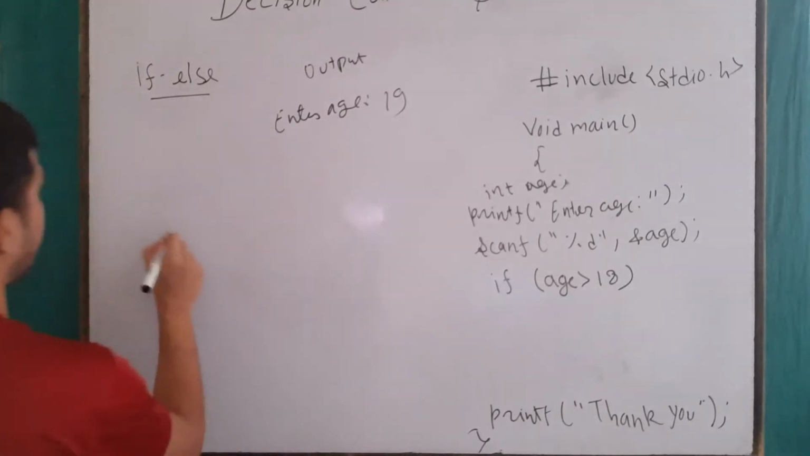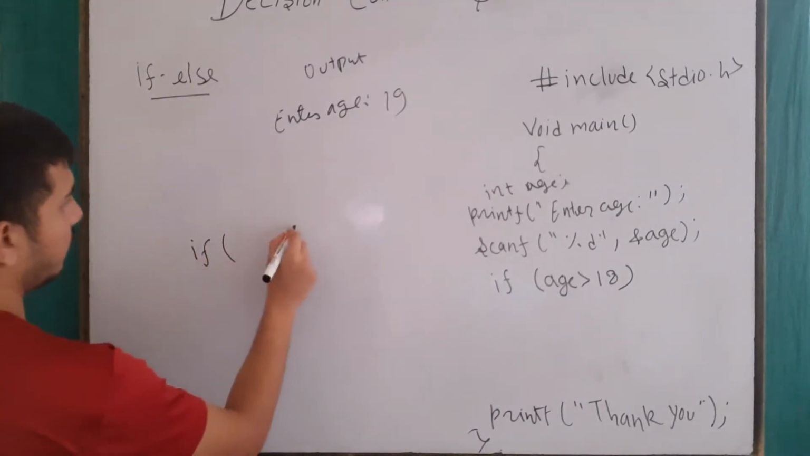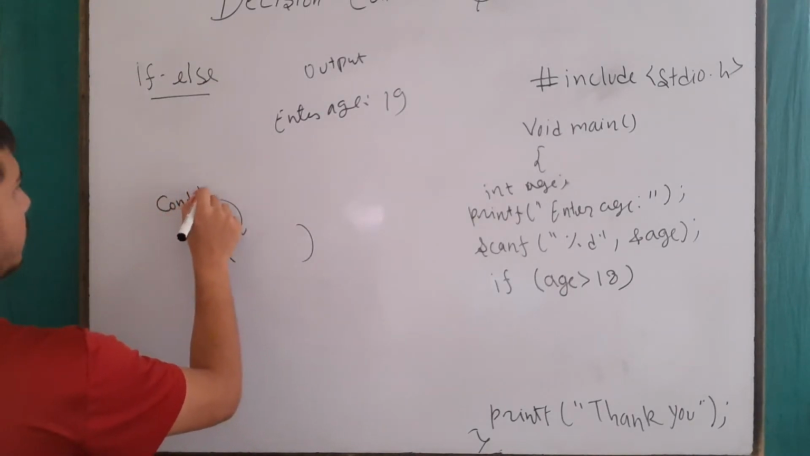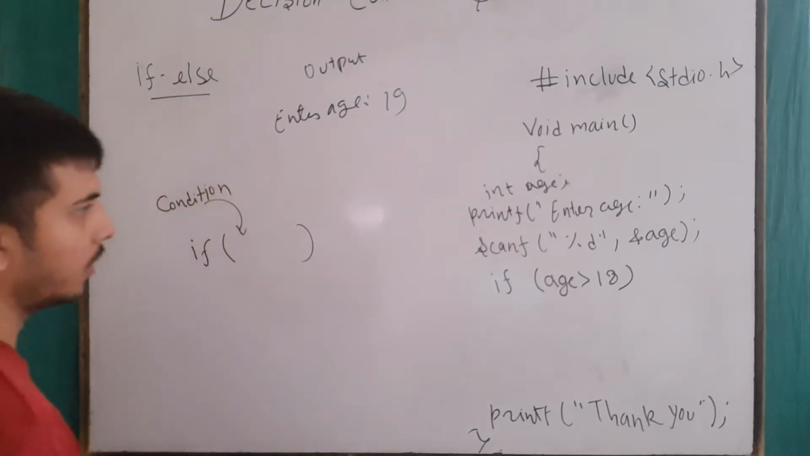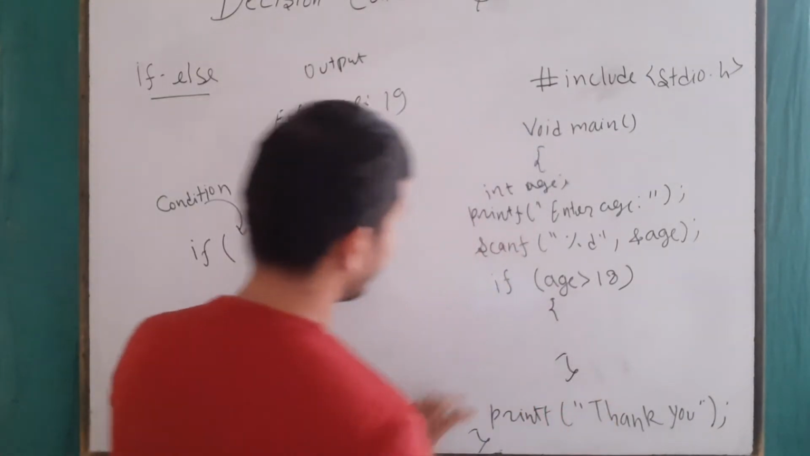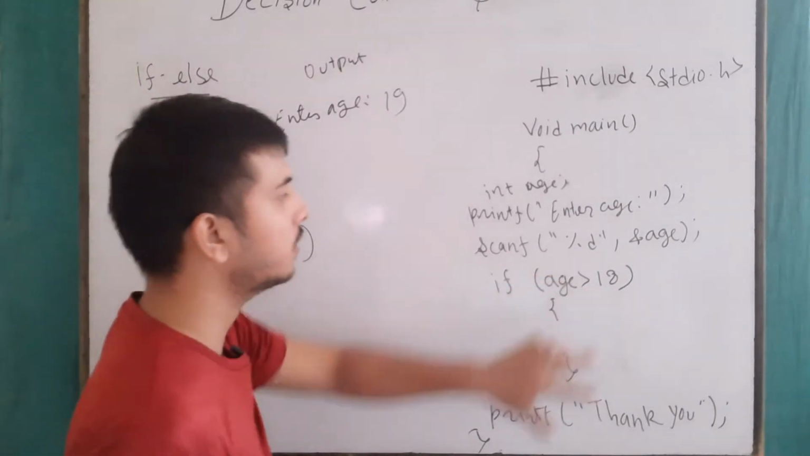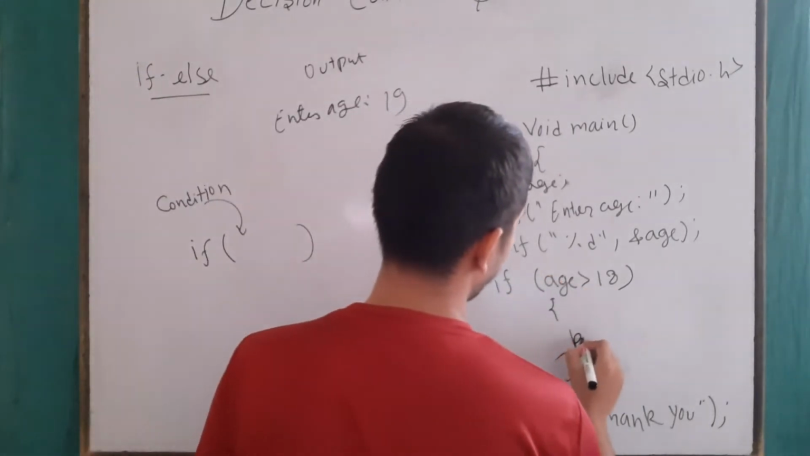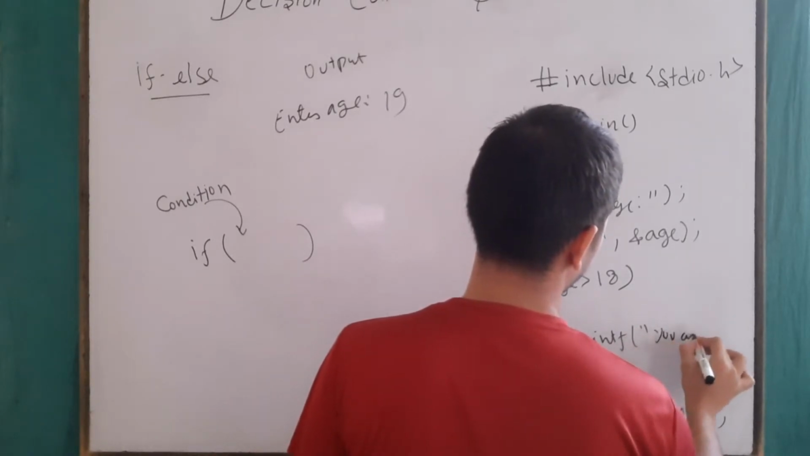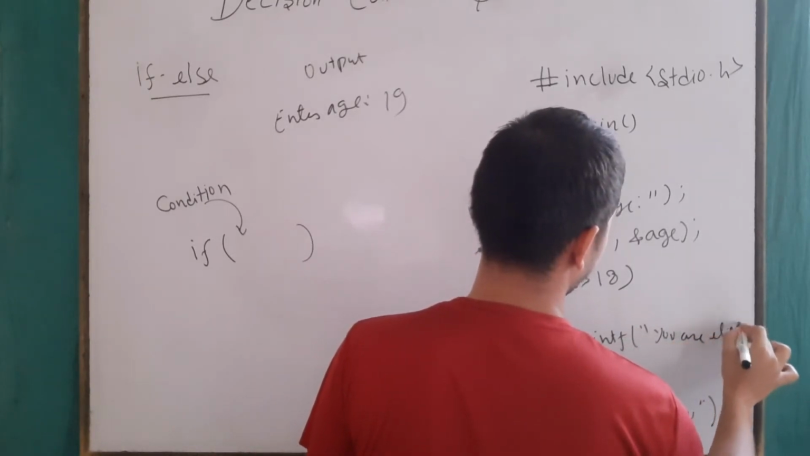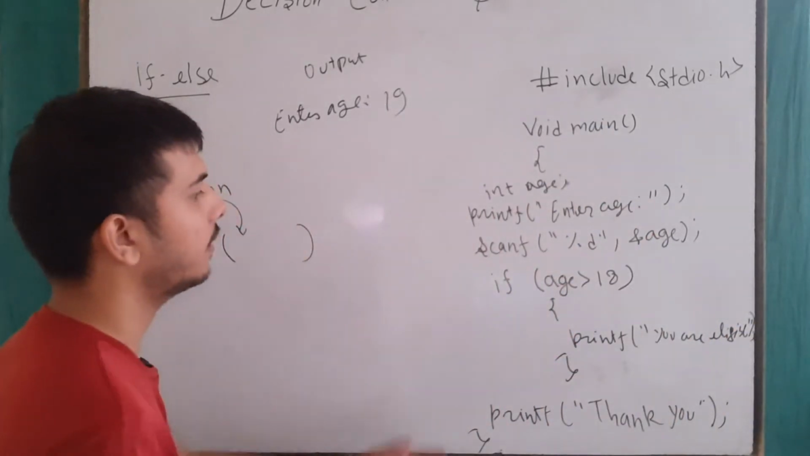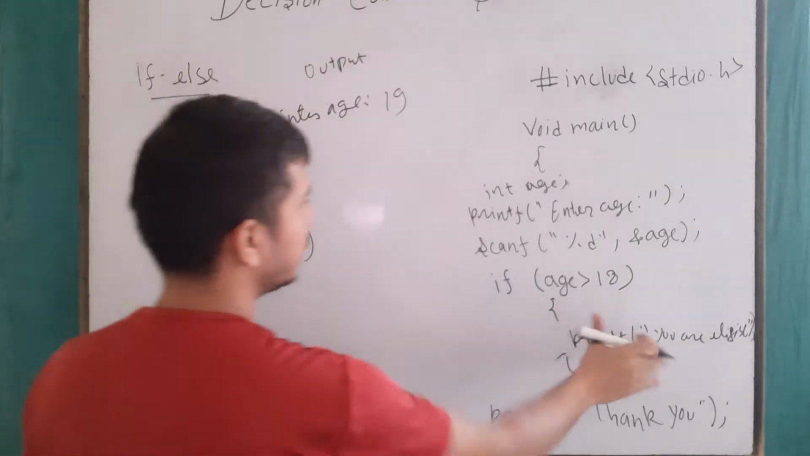So it will be something like this: if, here there will be the condition, then curly braces. What action do I want to perform if my age is greater than 18? For example, if I want to print that you are eligible, okay, so this is our program to check whether I am eligible or not.